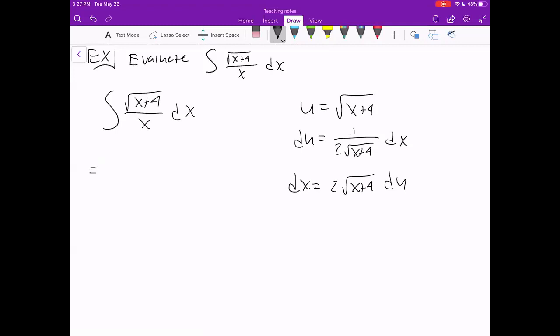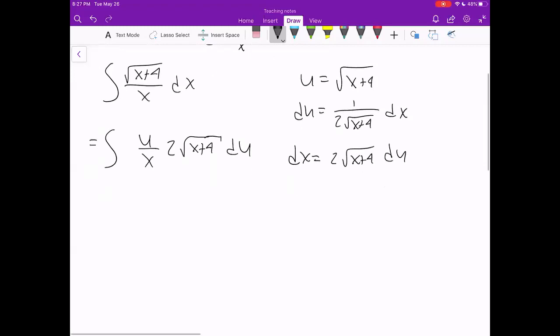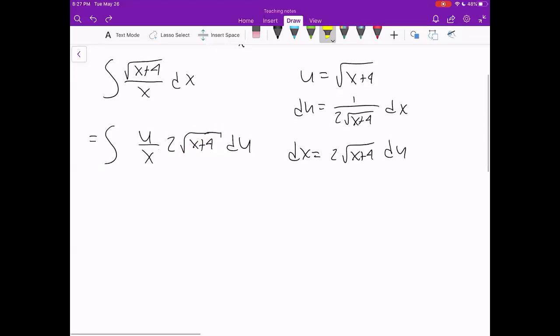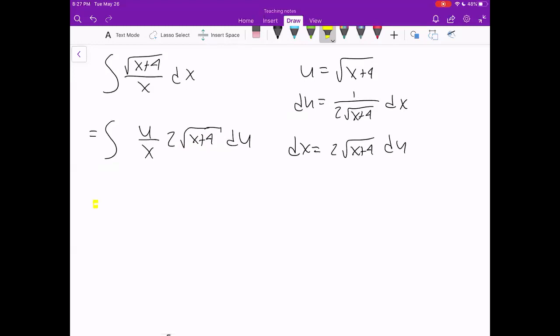So I'm going to rewrite this integral. The square root of x plus 4 is now u. I have an x down here. I'm going to replace dx with 2 square root of x plus 4 du. And now you can see, I don't want x's at this point. So what can we do about that? If you look at the x inside the square root of x plus 4, we can take care of that. That square root of x plus 4 is just my u.